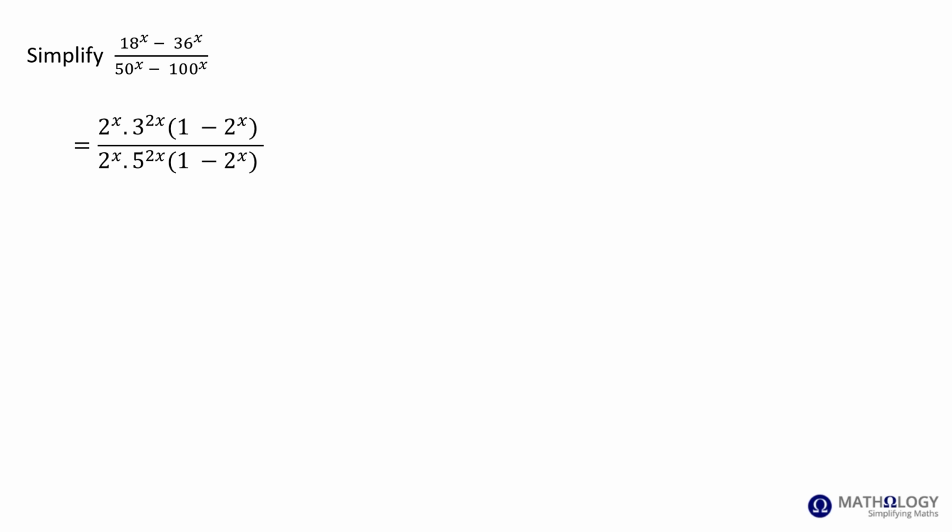All that is left to do now is to cancel common terms, and express the answer in simplest form, which is 3 over 5 all to the power of 2x.